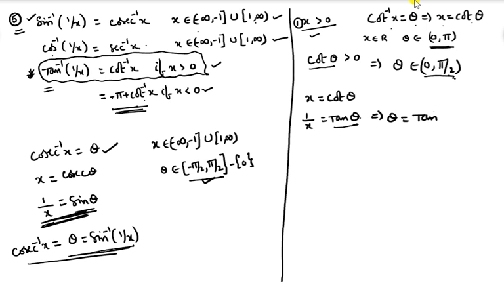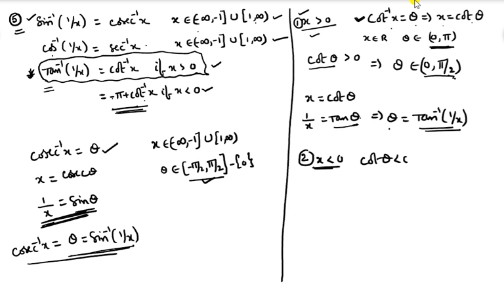So we can write theta is equal to tan inverse of 1 by x. What is theta? Theta is nothing but cot inverse x. So we can write cot inverse x is equal to tan inverse of 1 by x when x is greater than 0. Next, the second case: here I am doing when x is less than 0.